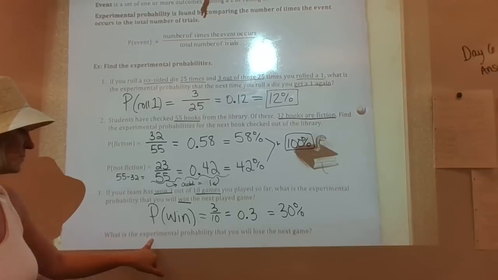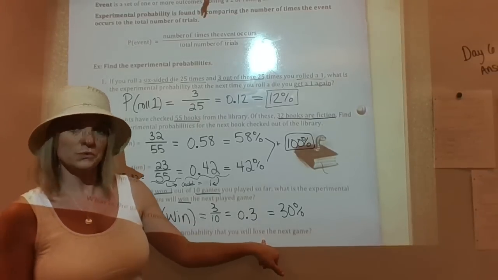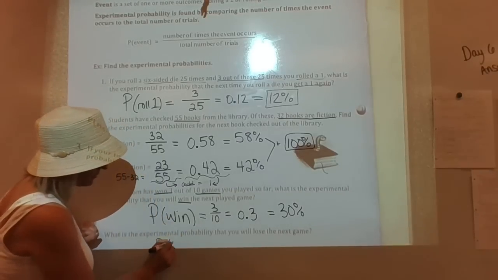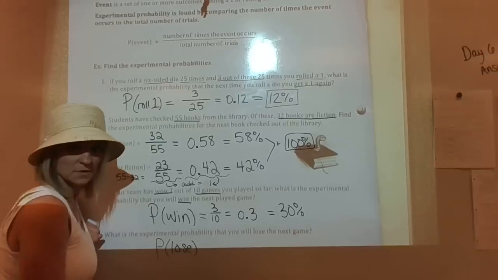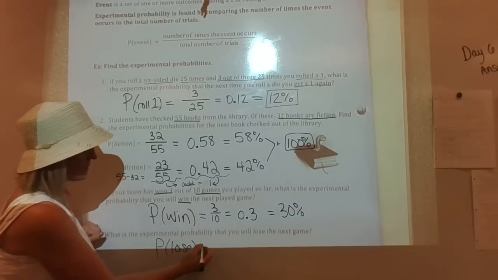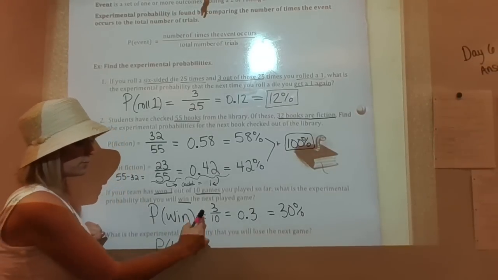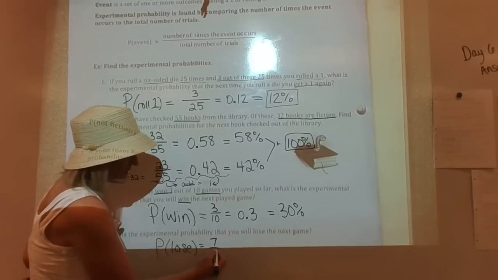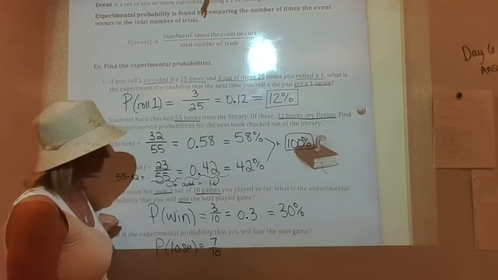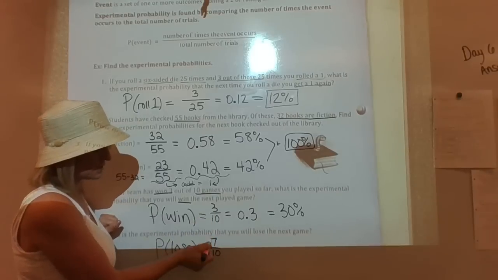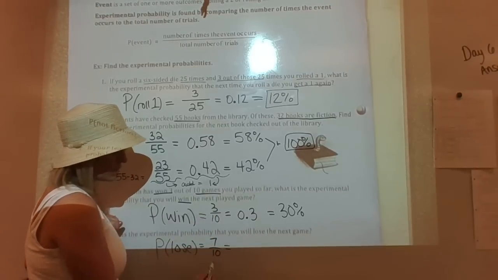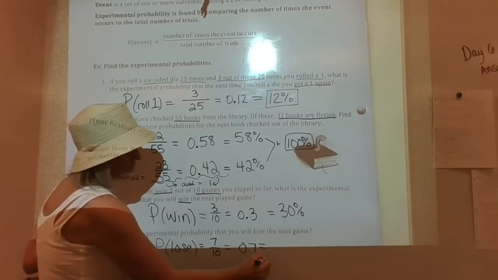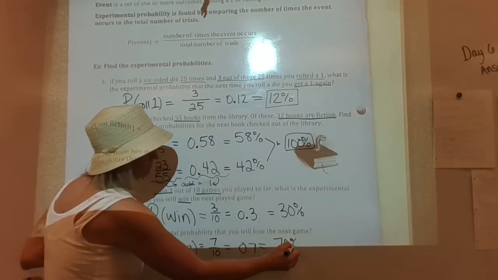Now it says, what's the experimental probability that you will lose the next game? Well, that's just the opposite of winning, right? So if we say probability of losing, okay. Well, if we win 3 out of 10 times, we subtract 3 from 10, that means we lost 7 out of 10 times. Okay, and 7 plus 3 totals your 10. Which as a decimal then is 0.7, and then as a percent, move that 2 spots over, is 70%.